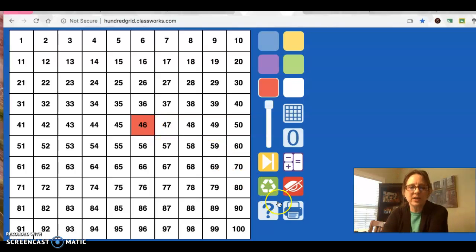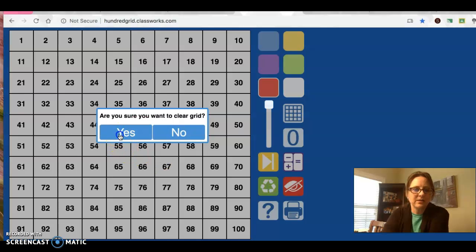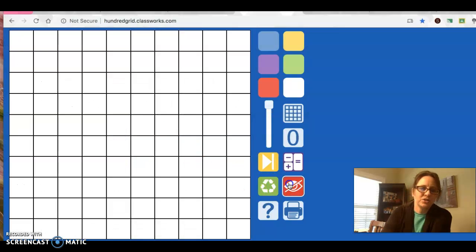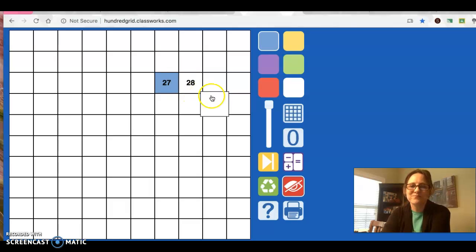Okay, so now let's see if you guys can do some with me. Let's practice. So I'm going to white out our screen, and choose a color. Let's choose blue first. So I'm going to uncover a number. Let's go to 28. Okay, so 1 less than 28 is, you got it, 27. 1 more than 28 would be, you got it, 29.